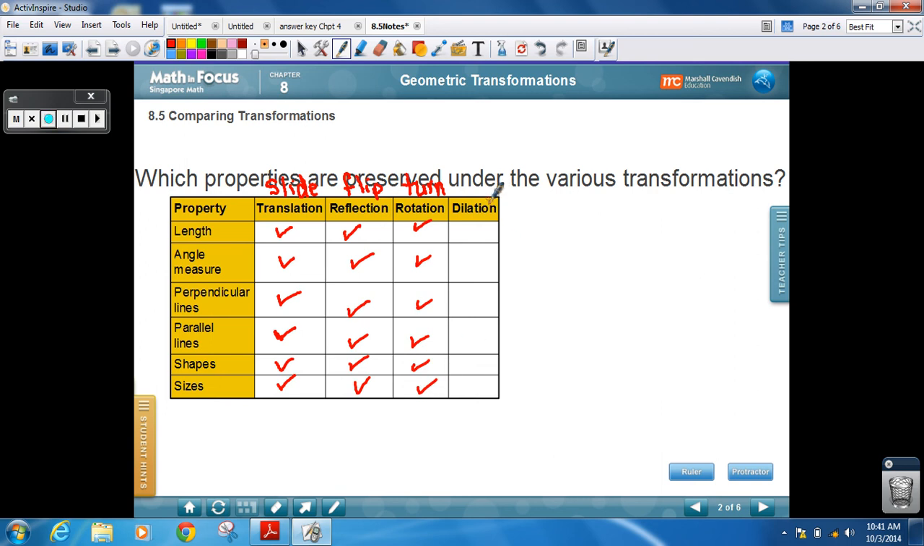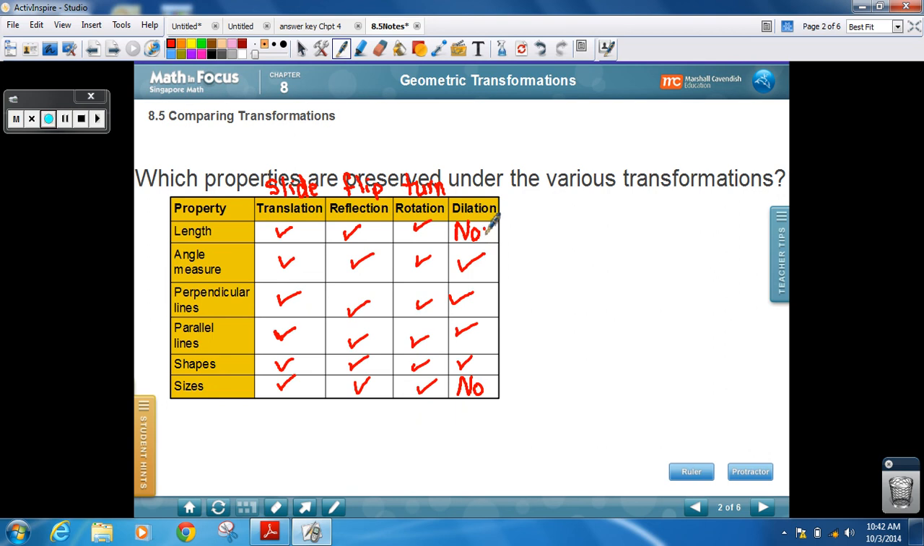The dilation, which is the enlargement or the reduction, is when this changes. The length might not stay the same. The angles still stay the same. Perpendicular and parallel lines still stay the same. The shape is the same. That flower looked the same, but the size was not the same.